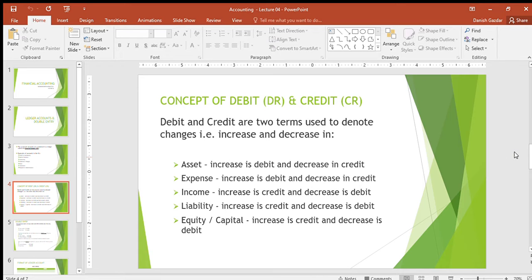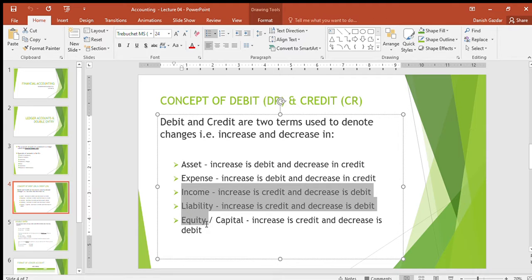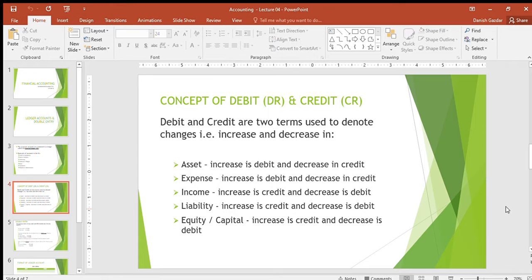So you can see the sequence here, that the assets and expense have a similar treatment in terms of their increase and decrease whenever it comes to debit credit, and income, liability, equity, or capital, they have a similar treatment for their increase and decrease whenever you are working on what should be debited, what should be credited. So this is a very important slide. You might need to take a screenshot of this, because this would make the foundation of your learning.